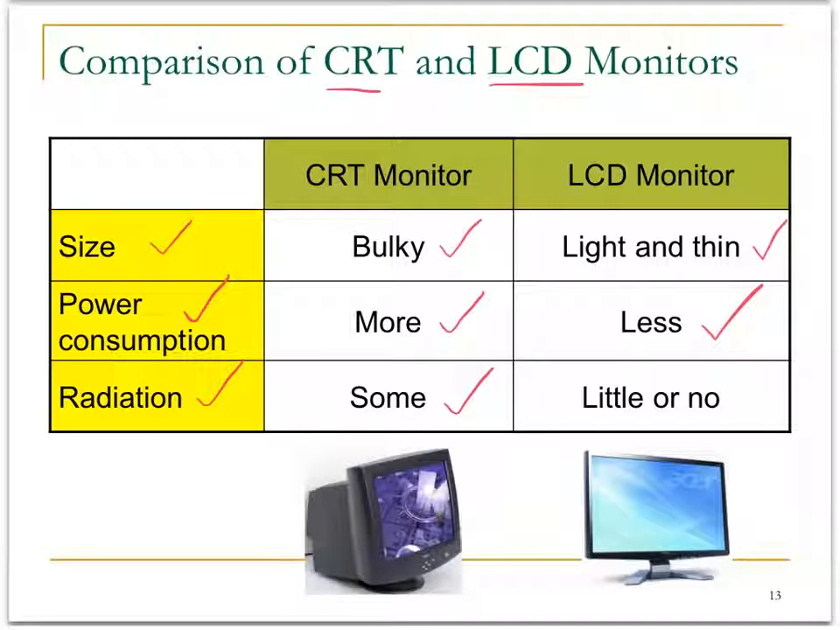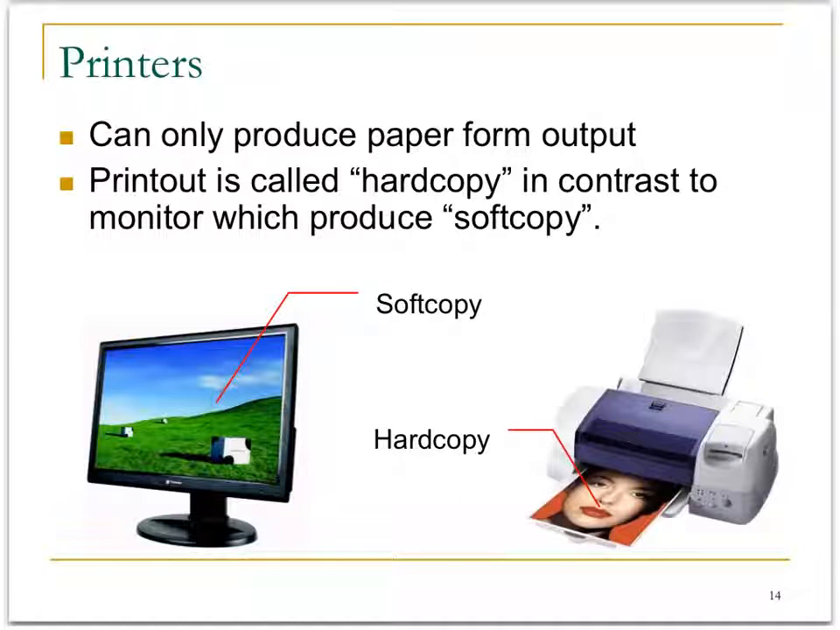Okay, we come to another type of output device called the printers. And printers, they are also very important output device because they can produce paper form output. And with a computer screen, only a soft copy can be produced.